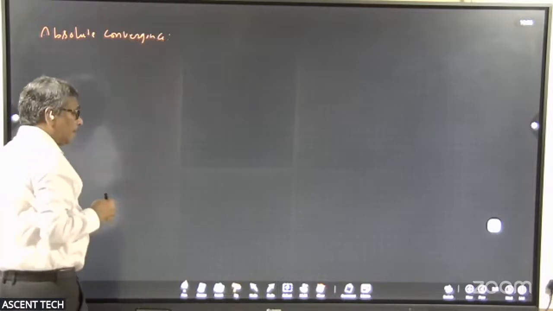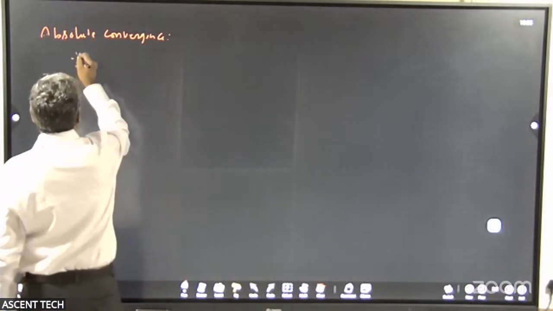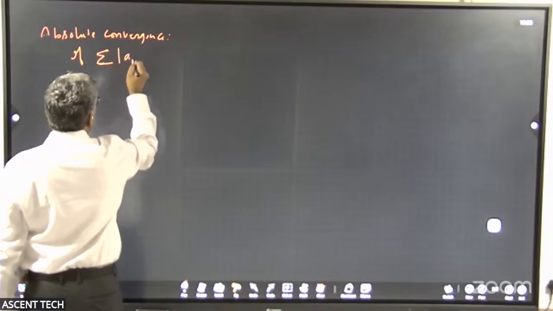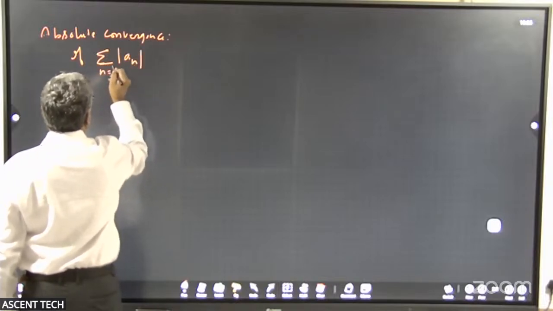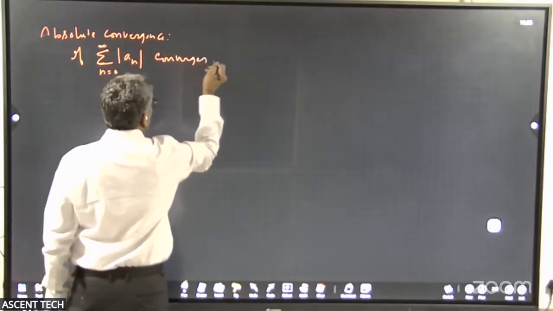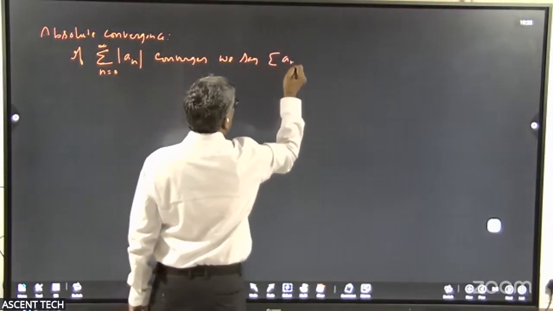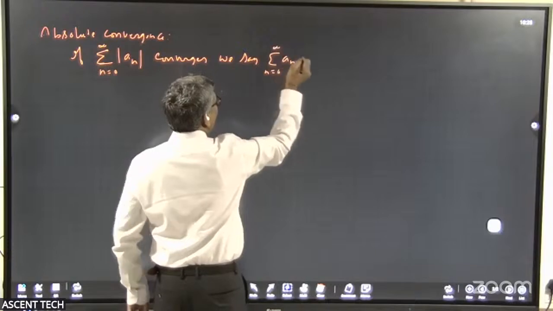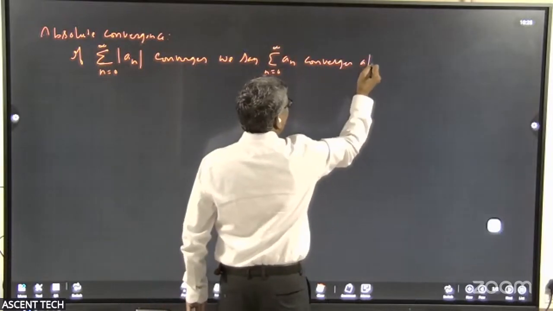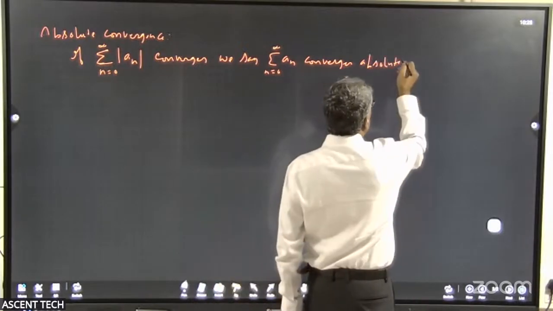Okay. If the series sigma mod a_n, n equal to 0 to infinity, converges, we say that sigma a_n, n equal to 0 to infinity, converges absolutely. Absolute convergence.